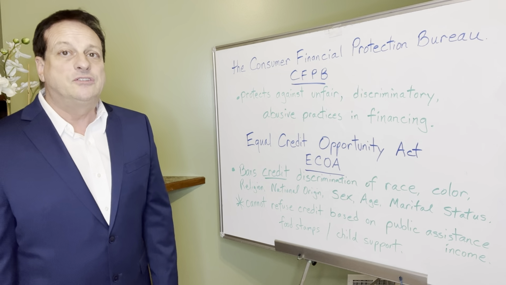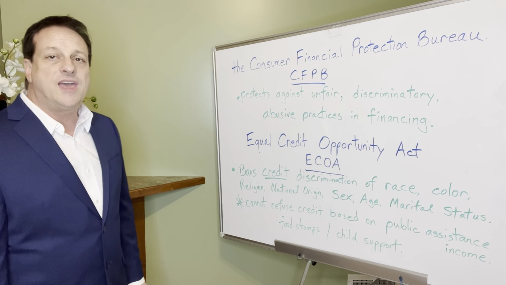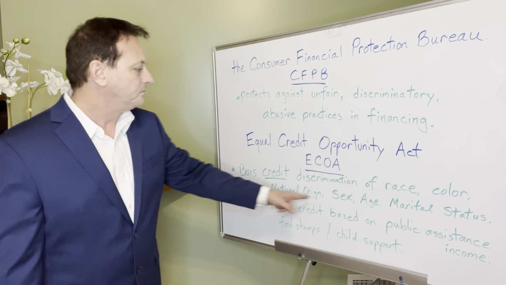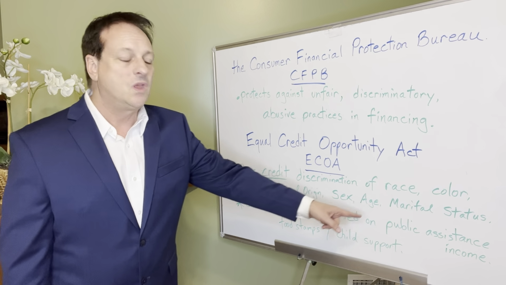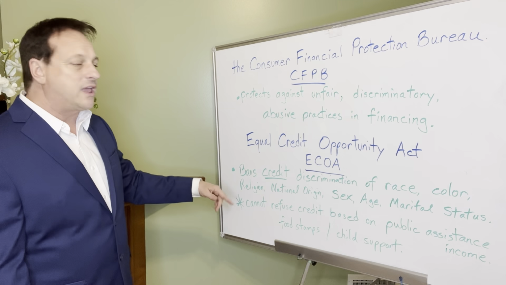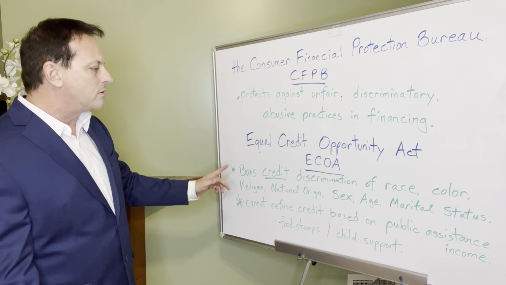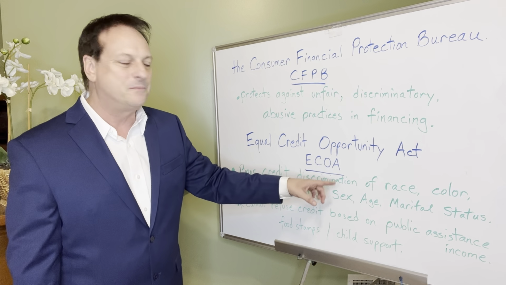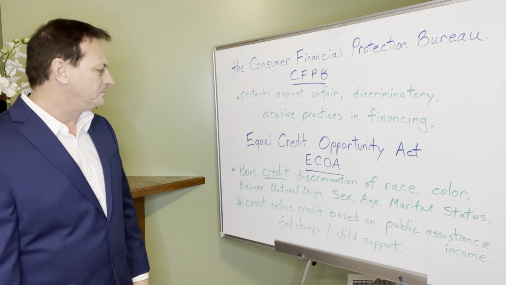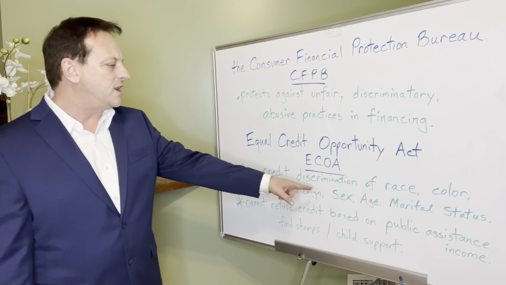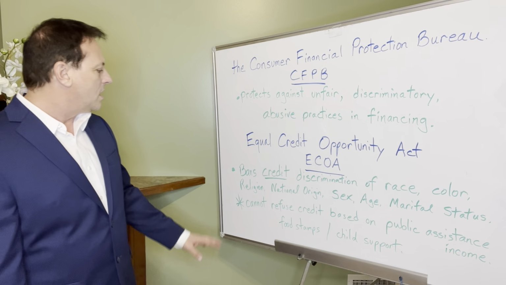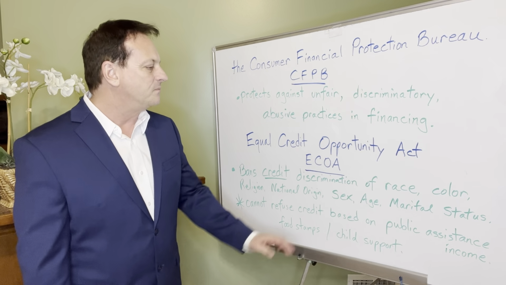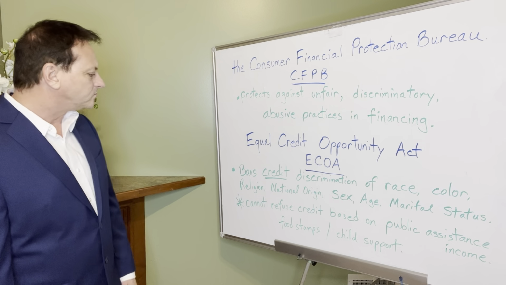And yes, you need to know the list of things because they may toss you an extra thing that is not something that it's banning. So remember, it bans, in case you're driving around and not watching your phone, I'm going to read it again. The Equal Credit Opportunity Act, the ECOA. It bans credit discrimination of race, color, religion, national origin, sex, age, and marital status.